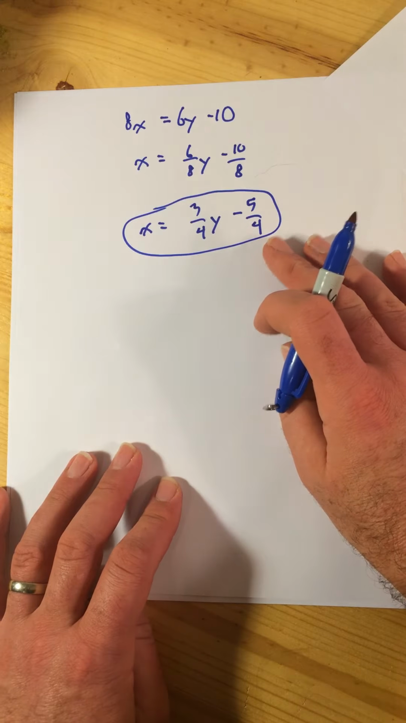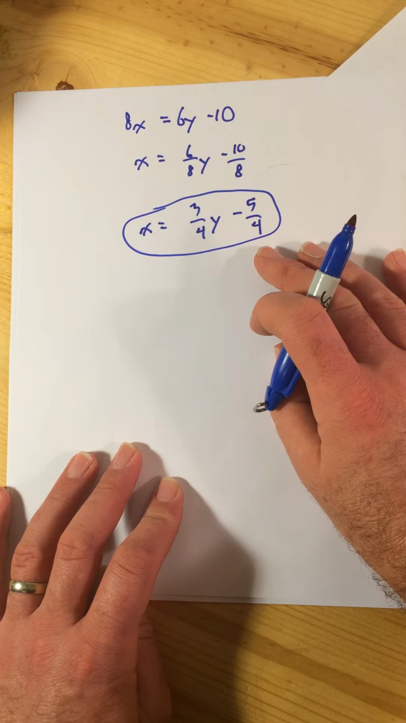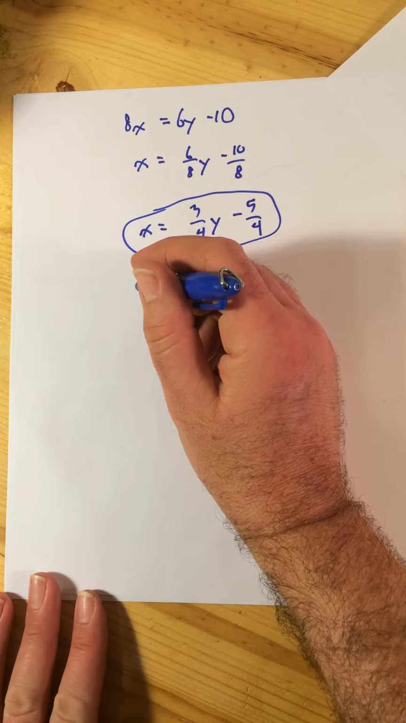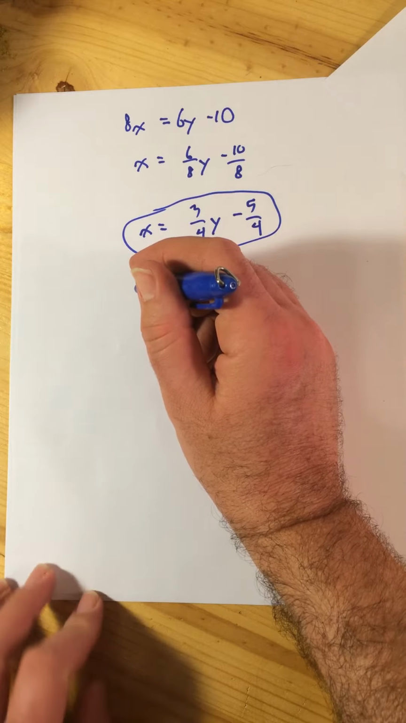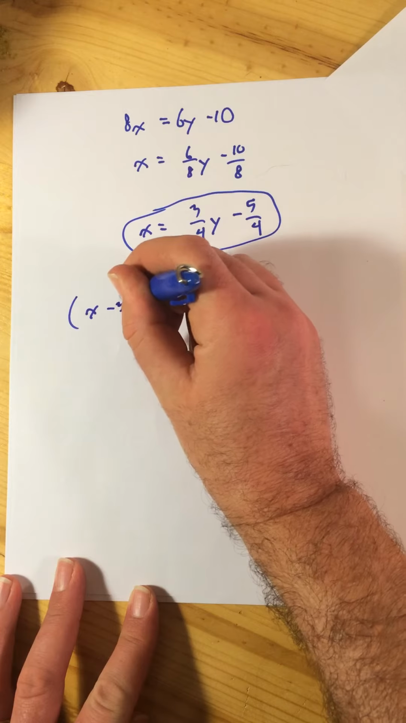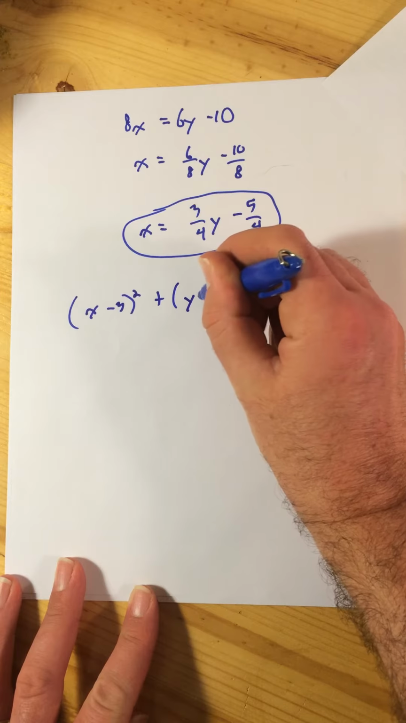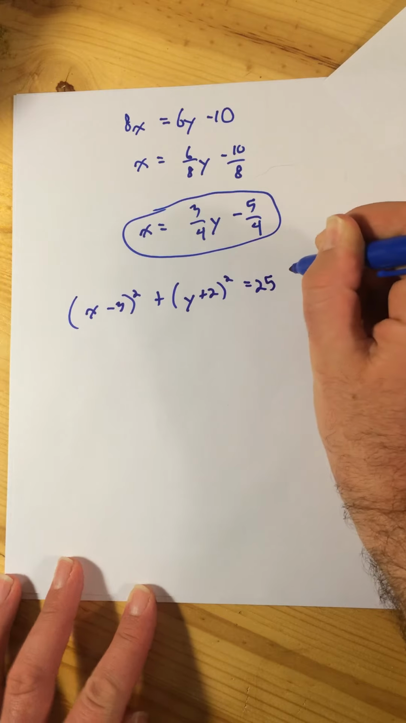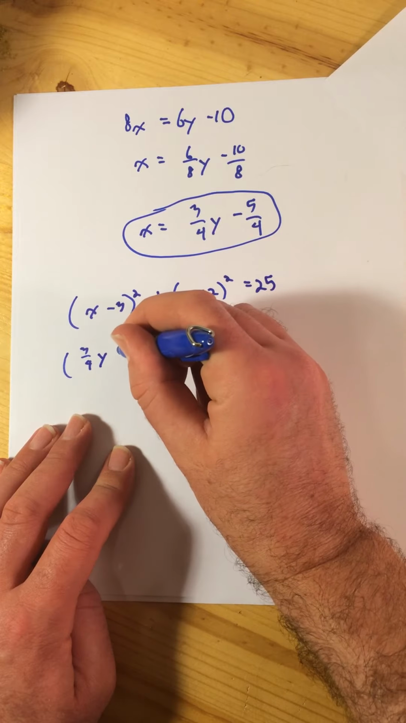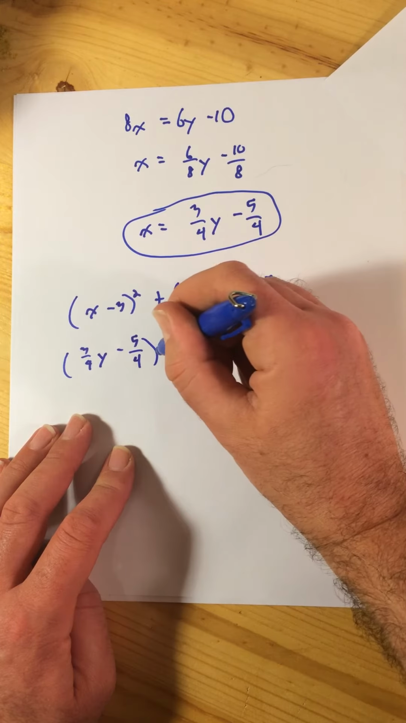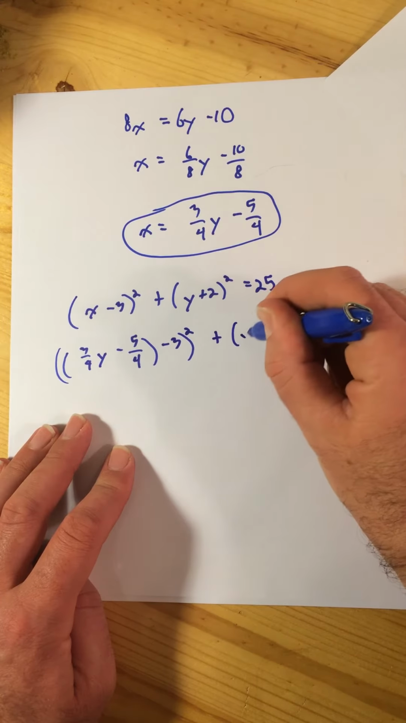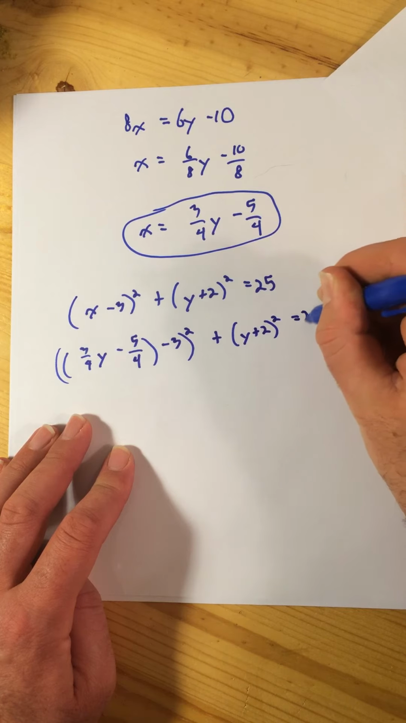Alright, so how did we find the intersection point of a circle and a line? Well, let's plug that back into one of the circles. If we plug it back into the first one, what I've got is, what was it? (x minus 3) squared plus (y plus 2) squared equal to 25. Alright, so if I replace that x with 3/4 y minus 5/4, that will be (3/4 y minus 5/4 minus 3) squared plus (y plus 2) squared equal to 25.